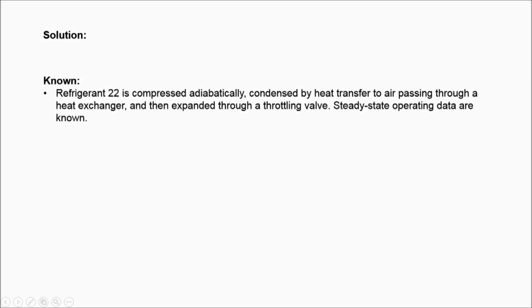The first thing to do in any problem solution is to summarize what is known. This is essentially the same information we highlighted in red in our critical read of the problem statement, presented here in a bulleted list format. Refrigerant 22 is compressed adiabatically, condensed by heat transfer to air passing through a heat exchanger, and then expanded through a throttling valve. Steady-state operating data are known.